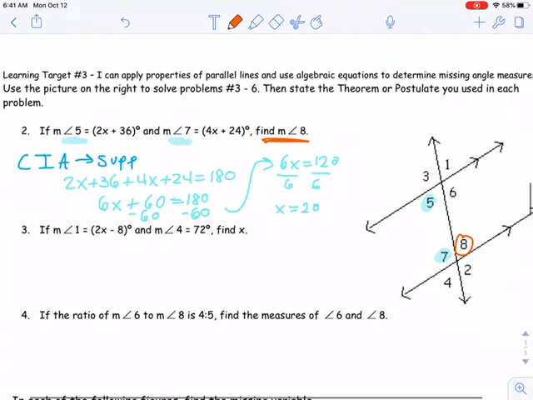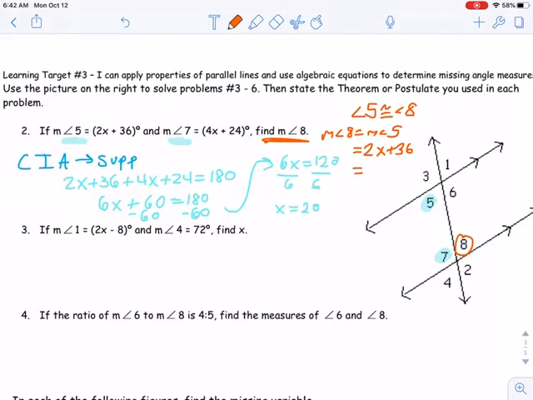I could say angle 5 is congruent to angle 8. So I'm going to say the measure of angle 8 equals the measure of angle 5, but measure of angle 5 equaled 2x plus 36. So to find 8, I'm just going to plug in 20 where angle 5 is. So I'm going to get 2 times 20 plus 36. I'm going to get 40 plus 36. I'm going to get 76 degrees. All right, that's it. That's mathematically legal.